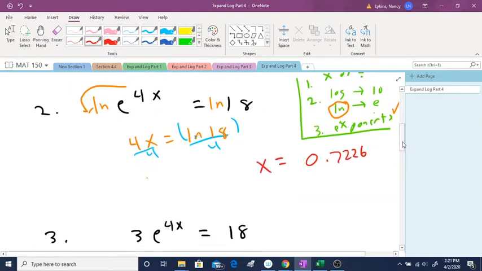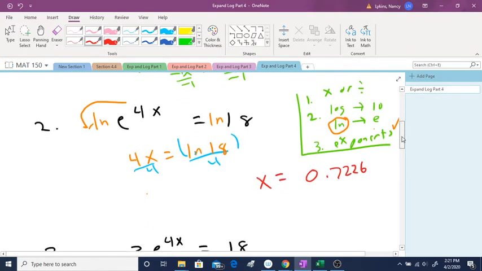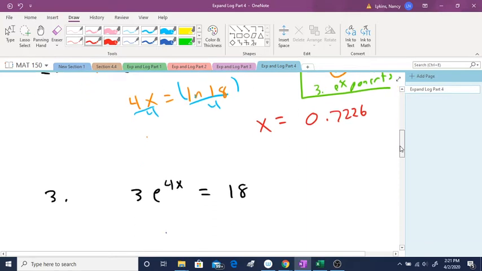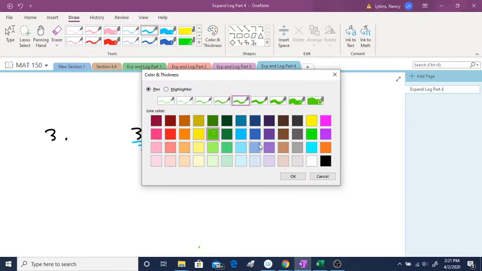Now I'm going to use the same problem, except now I'm going to put a 3 in front of the e to the 4x. Because now, if I'm looking at my steps, now I can divide. And I'm using the exact same methods now. So on this one, I would go ahead and divide everything by 3. This gives me e to the 4x equals 6. Just like the previous one.